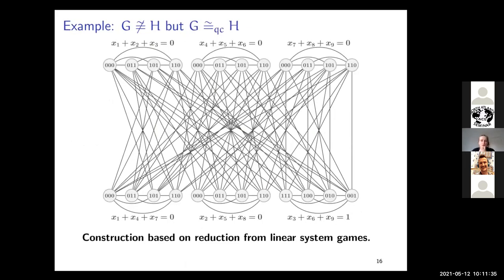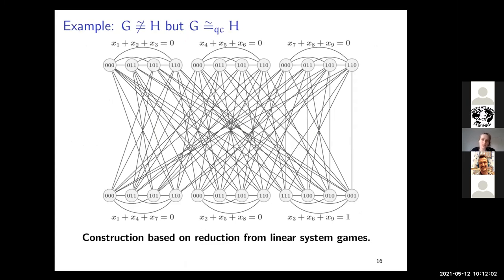All right, now maybe is a good time to show you an example. As it was mentioned, these quantum strategies are more powerful than classical ones. So in principle, this notion of quantum isomorphism is only interesting if we can find a pair of graphs that are two different graphs, but nevertheless, they are quantum isomorphic, okay?